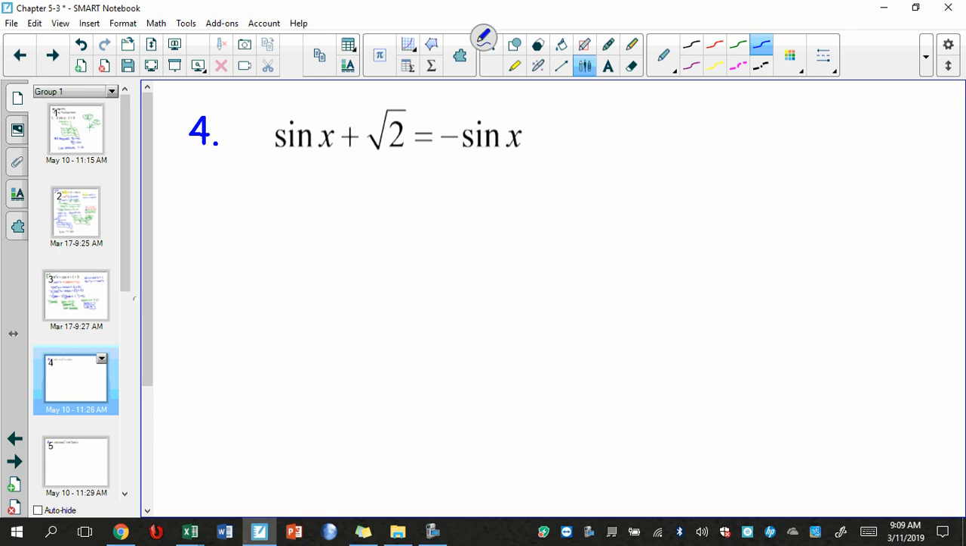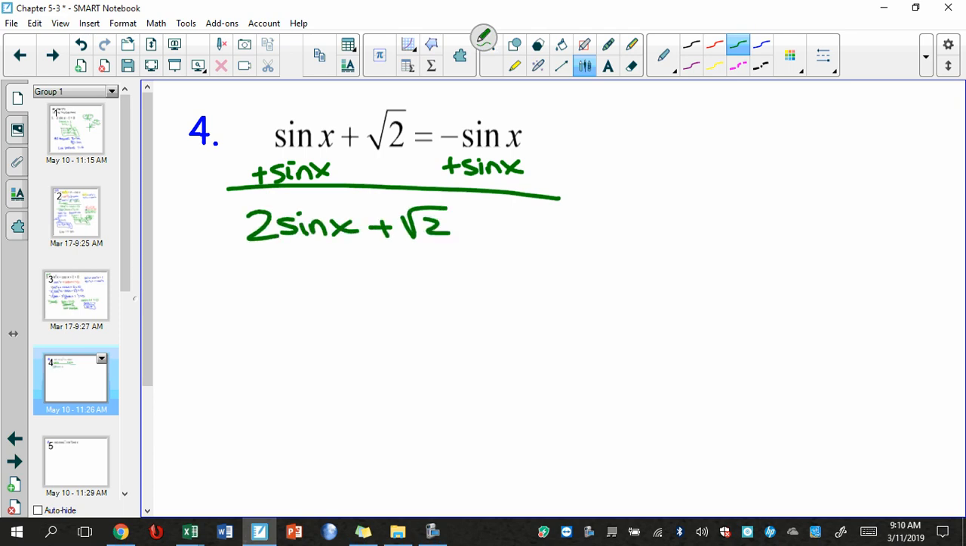What do I do? So if we want to set this equal to 0, what does that mean I do? Setting this equal to 0 means I'm just going to add sine x to both sides. So sine x and sine x give me 2 sine x. Please do not confuse that and make that sine squared. That is not a true statement. Do we get that?